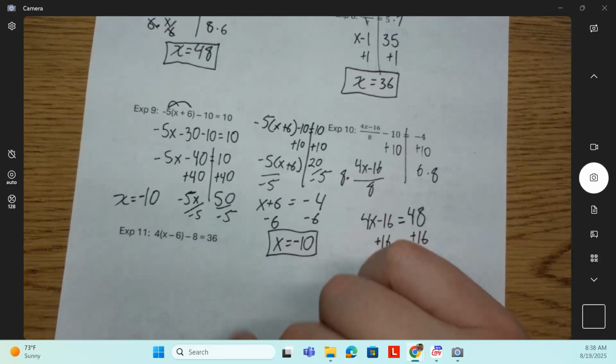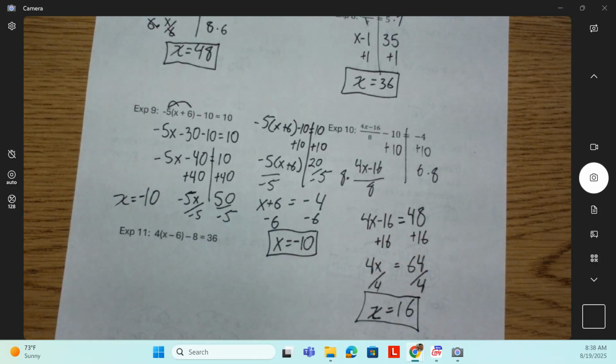Okay, and number 11 goes through kind of the same thing. We're out of time on this video, so this is going through and getting you to where we are solving some single variable equations there.